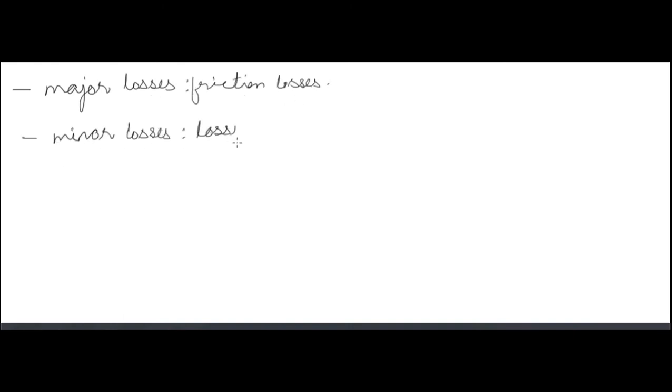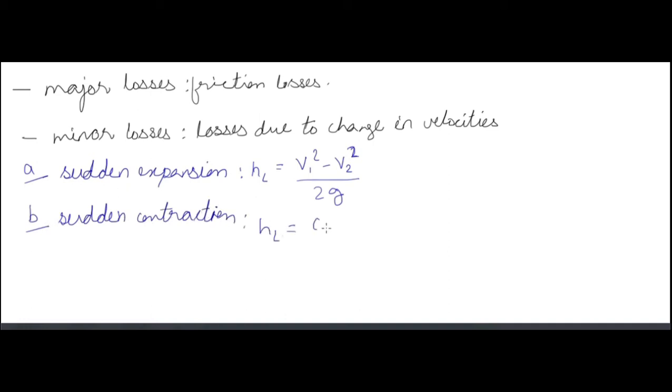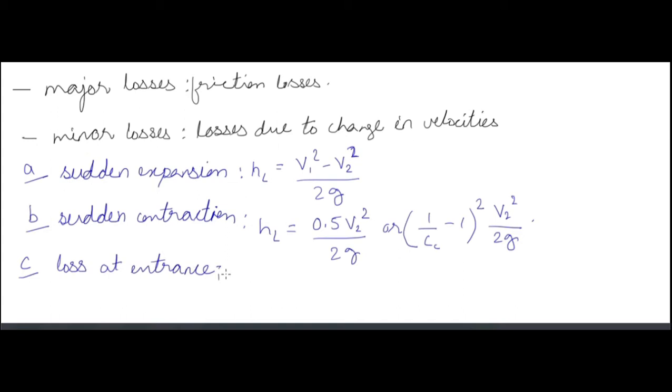Now, major losses in pipes and minor losses in pipes, meaning head losses. Major head losses mean friction losses, and minor head losses mean loss of head due to change in velocity. These are the types of minor head loss. Sudden expansion means V1 square minus V2 square by 2g.